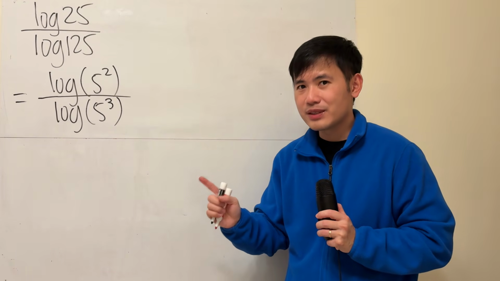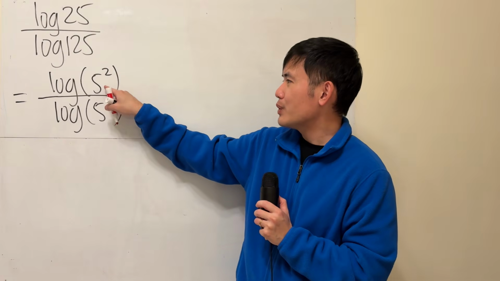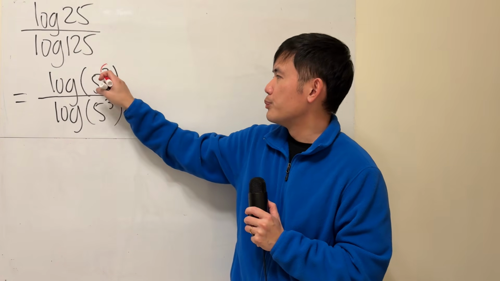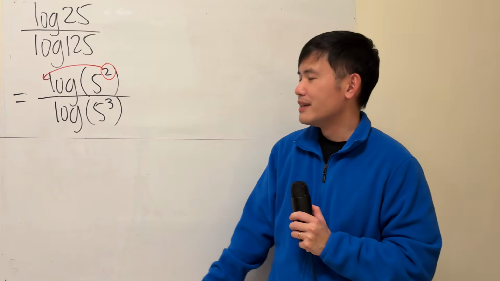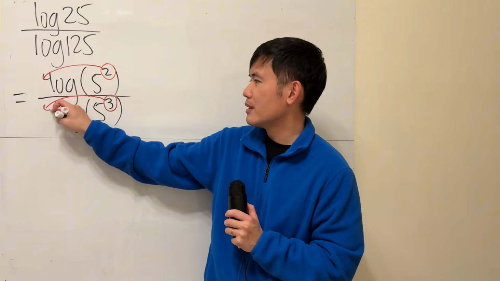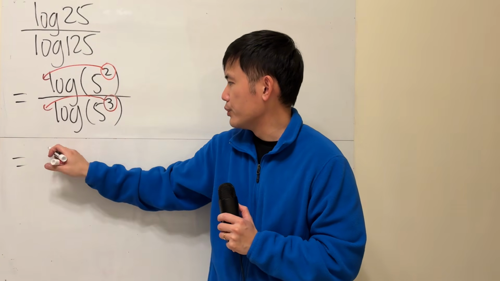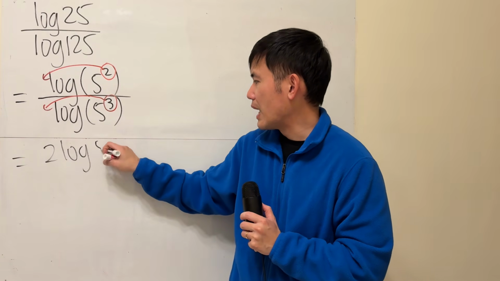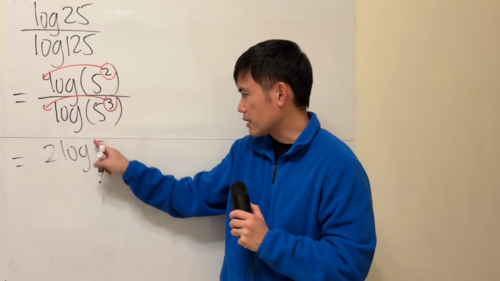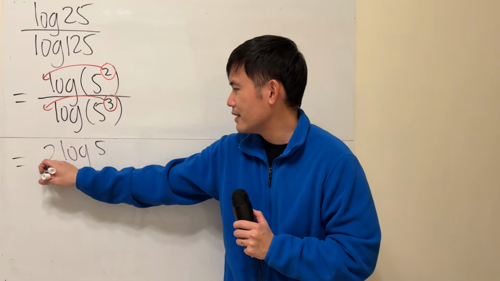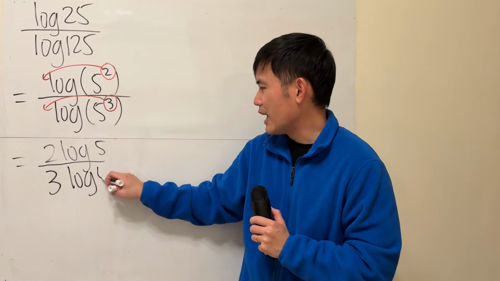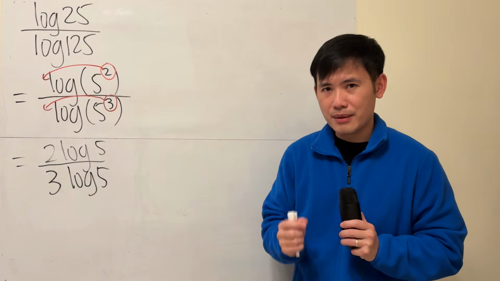Okay, next, what we have to do is, notice that we have 5 to the second power, a power inside of a logarithm. You can actually bring the power to the front. And notice this, 5 to the third power, we can also do the same thing. And this becomes 2 times log 5. And just a number inside, you don't necessarily need to use the parentheses. On the calculator, you have to though, but anyways. On the bottom, same thing, 3 and then log 5. And log 5 is just a number.